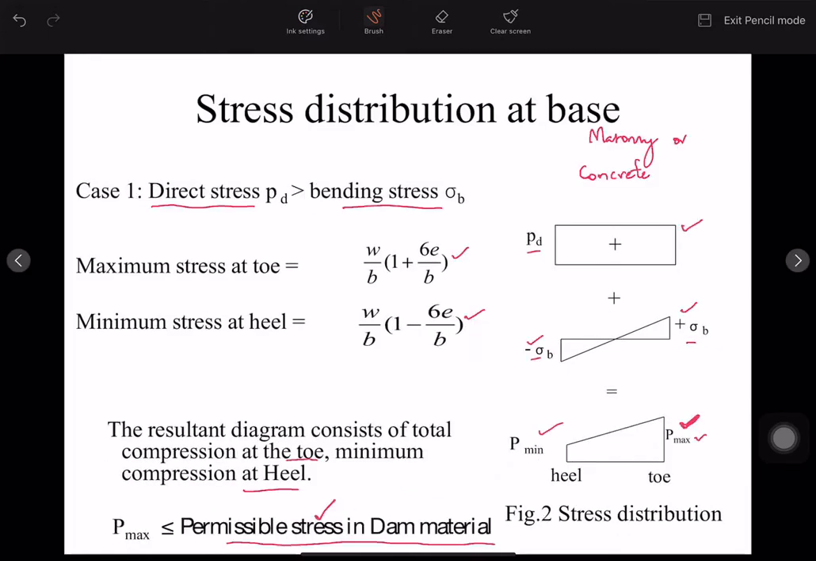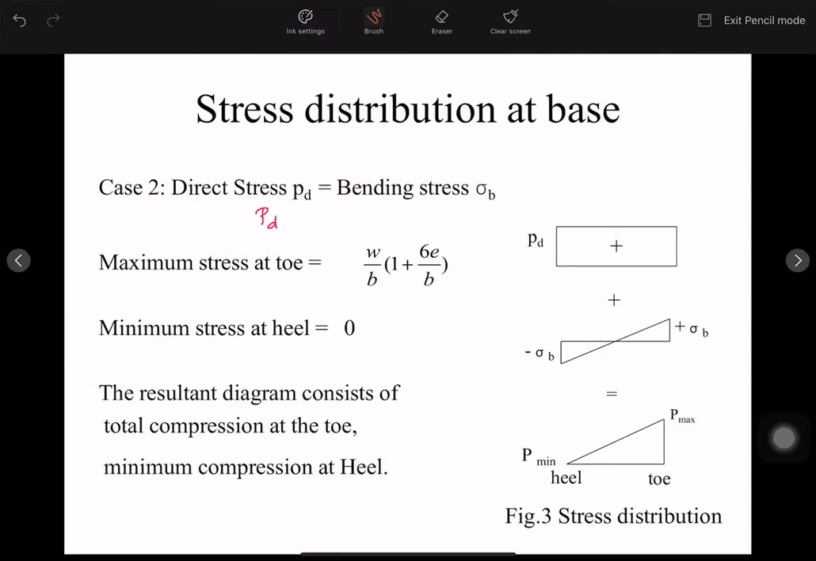Case 1 is PD is greater than sigma b. Case 2 is what if PD is equal to sigma b, right? So at the toe side we'll get this value, but on the heel side, if this and this are equal, what happens? PD minus sigma b equals 0, right? We'll get minimum stress at the heel. What does it result in? The resultant diagram consists of total compression at the toe and minimum compression at the heel, which is equal to 0.